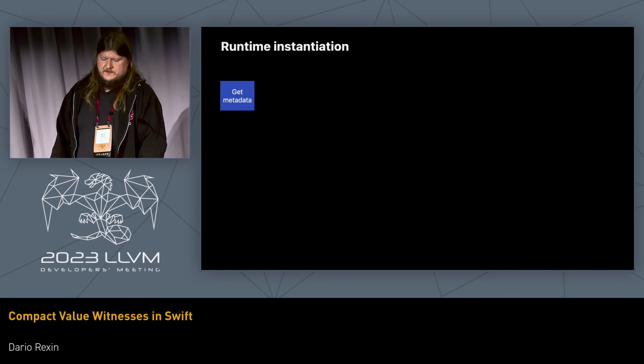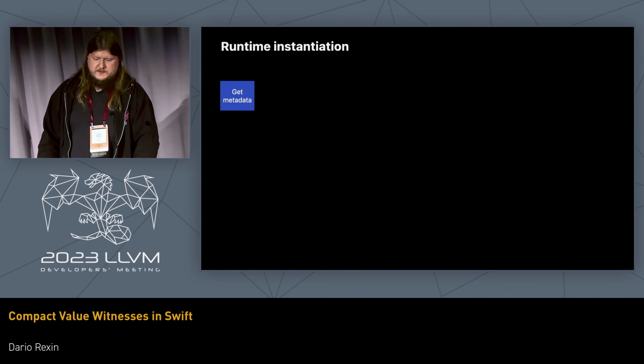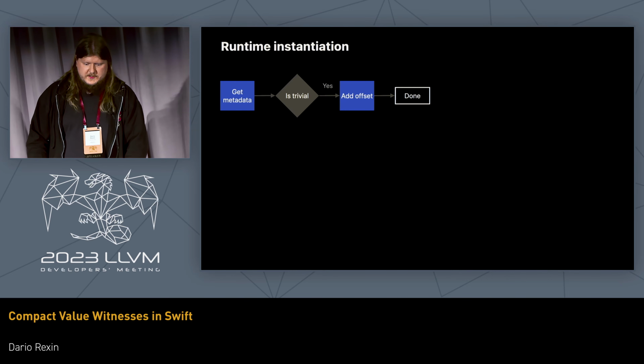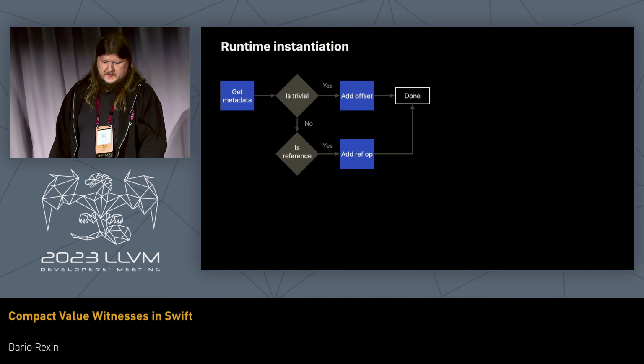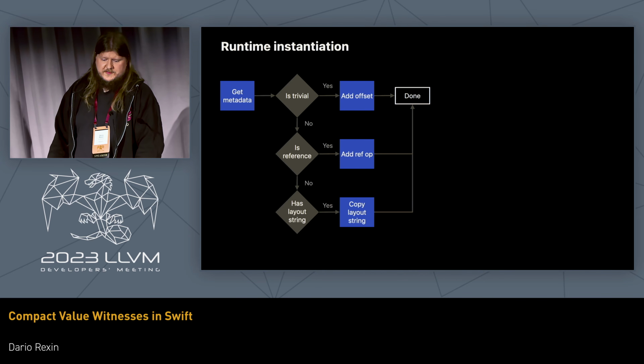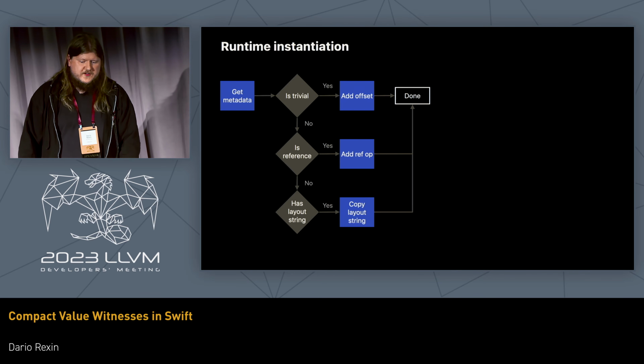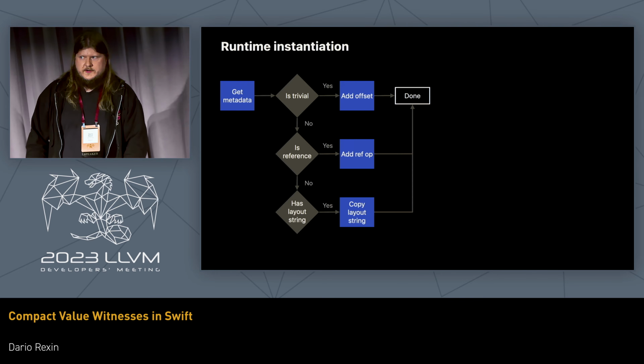To instantiate a layout string, we iterate over all properties of an object and get their type metadata. If the type is trivial, we don't have to handle it directly, so we add its size to the current offset into the object and move on to the next property. If it is a reference, we add the opcode for the respective reference kind to the layout string and continue with the next property. If the type has a layout string, we copy it into the current layout string, which results in a flattening of the combined layout strings, thus eliminating the previously required indirection.